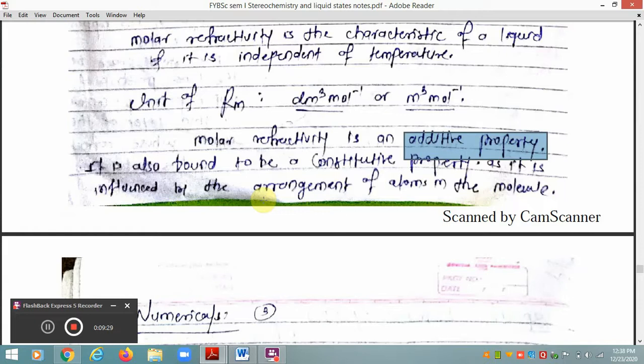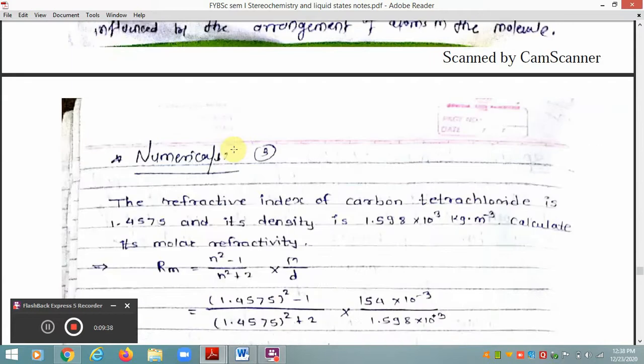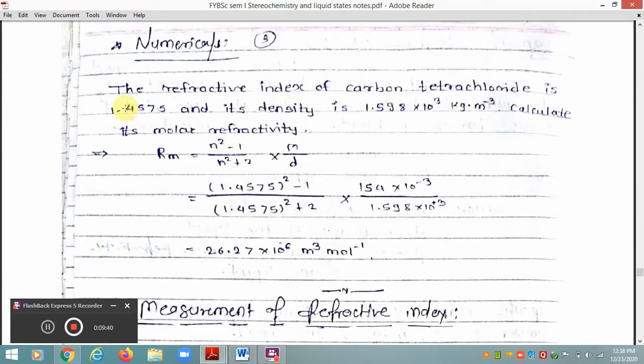So here, dear friends, I want to correct one thing. Molar refractivity is partly additive and partly constitutive property. This is important. Here there is one numerical based upon the refractive index. Dear friends, the refractive index of carbon tetrachloride is given, and it is 1.4575, and its density is also given, 1.598 into 10 raised to 3 kg per meter cube, and calculate the molar refractivity.